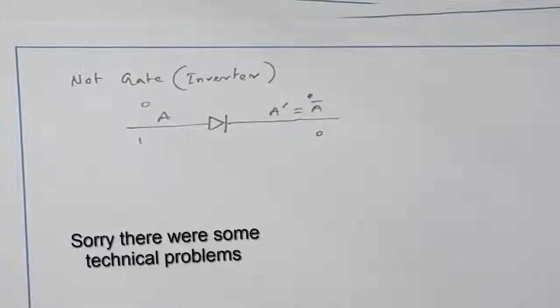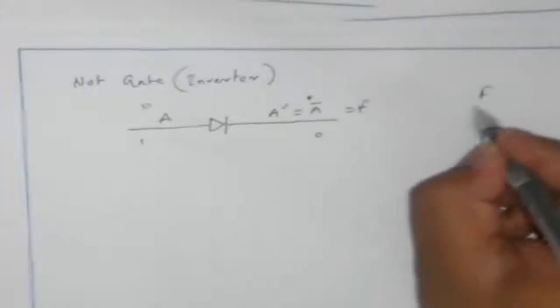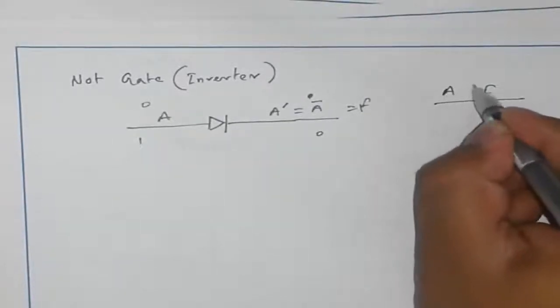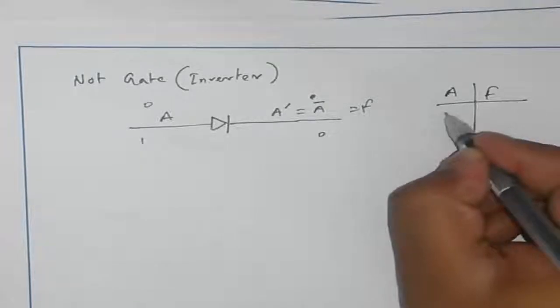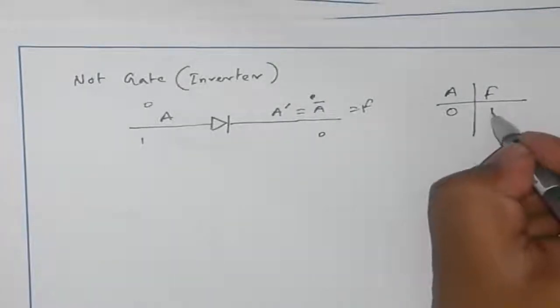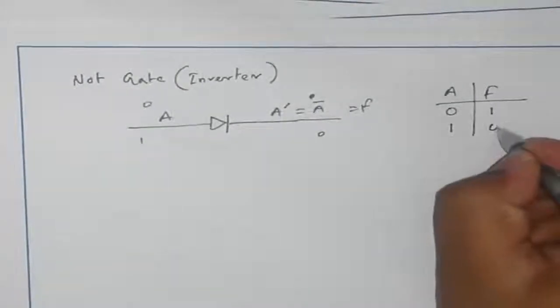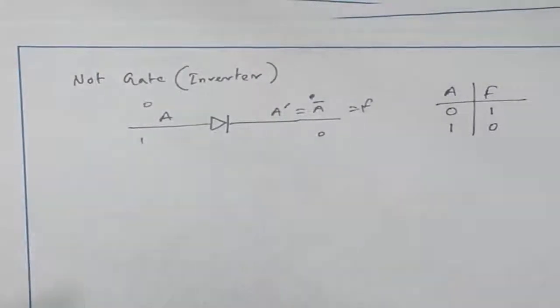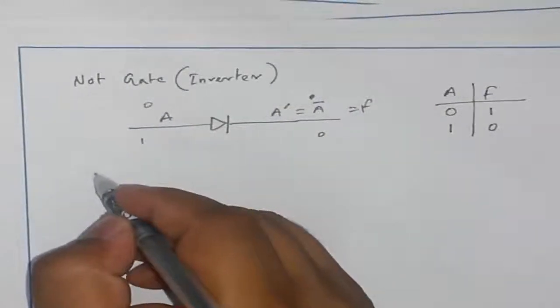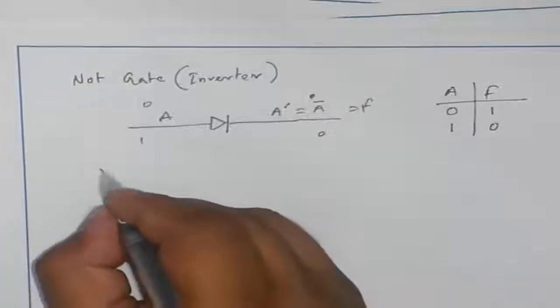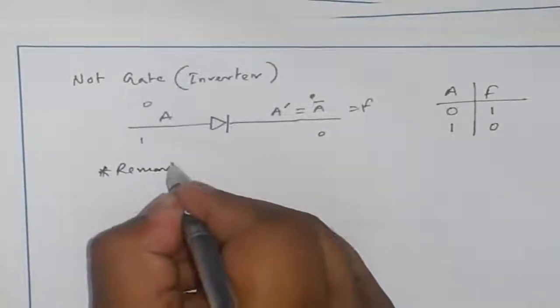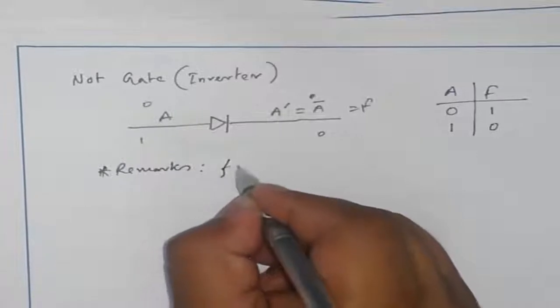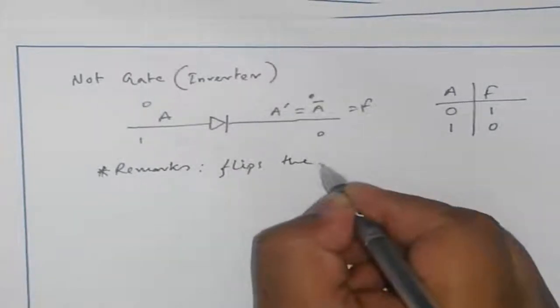We understand both. And the idea would be F, if you're taking input here. So if you pass 0, you're going to get 1. If you pass 1, you're going to get 0. That's the F. So F is also written as this, this, or this. So remark: it flips the input. That's the idea.